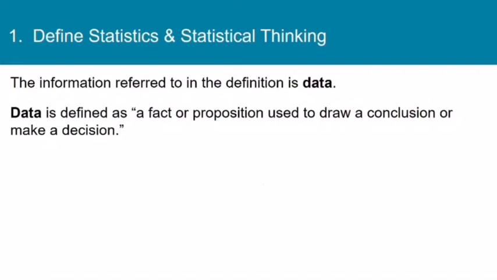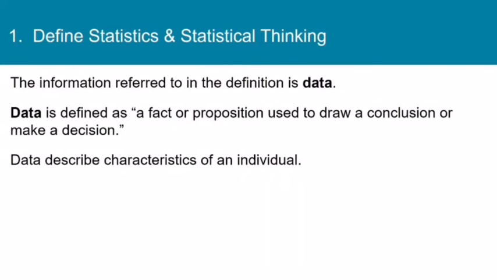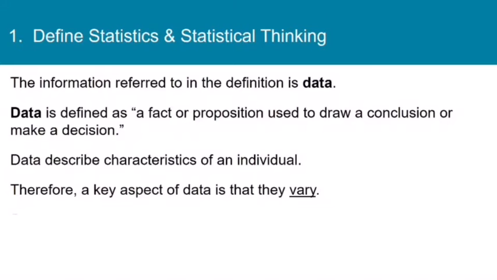Now, the information referred to in the definition is data. Data is defined as a fact or proposition used to draw a conclusion or make a decision. Data describe the characteristics of an individual. And therefore, a key aspect of data is that they vary.